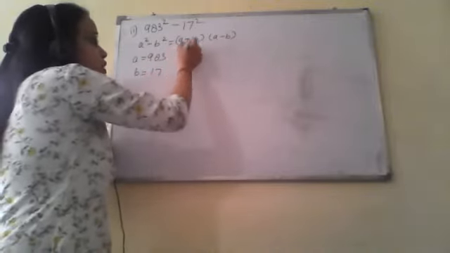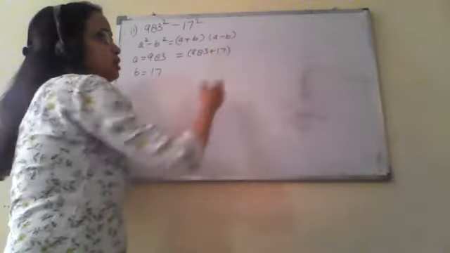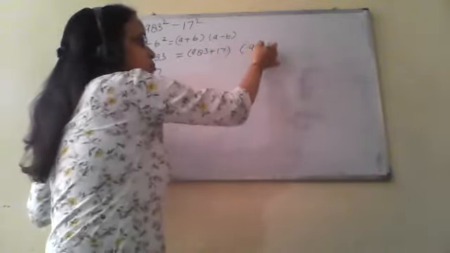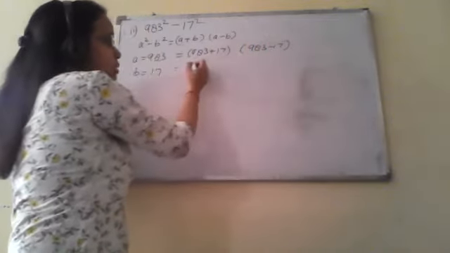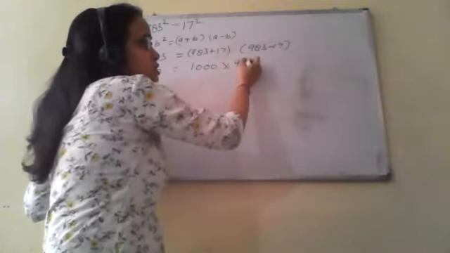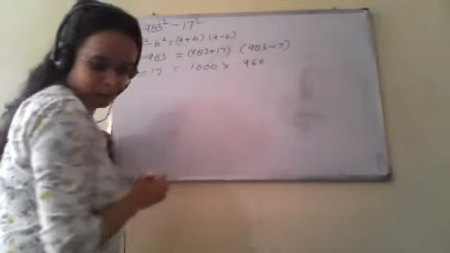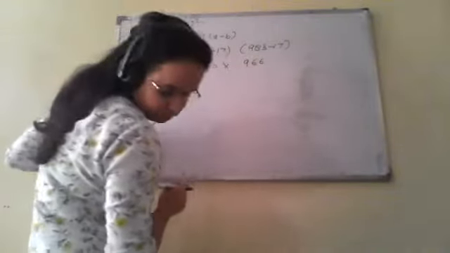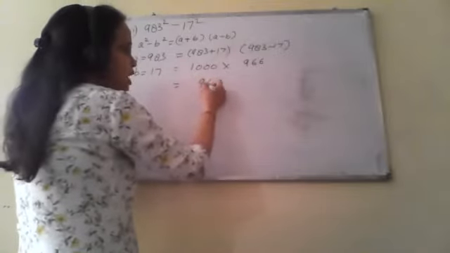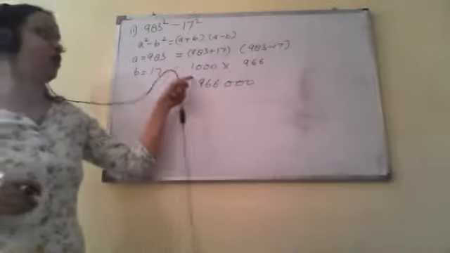So in place of a we have 983, in place of b we have 17. So how are we going to write? This is a plus b: 983 plus 17 into 983 minus 17. So this will become 1000 into, sorry, 966. So we will simply multiply 1000 by 966. So this is our answer. This is very easy to calculate. Once you know how to apply the identities, this will become very easy to calculate.